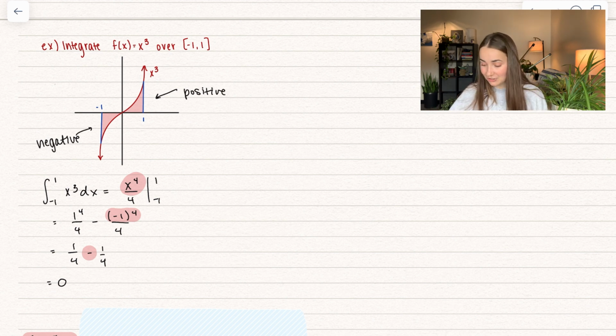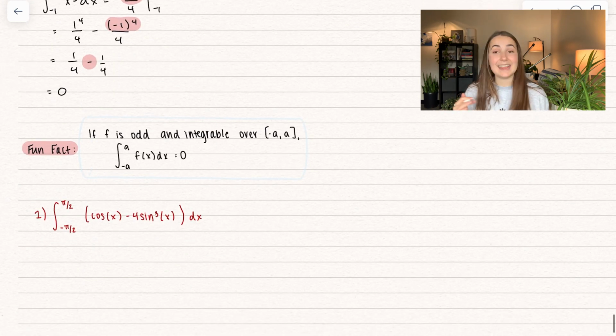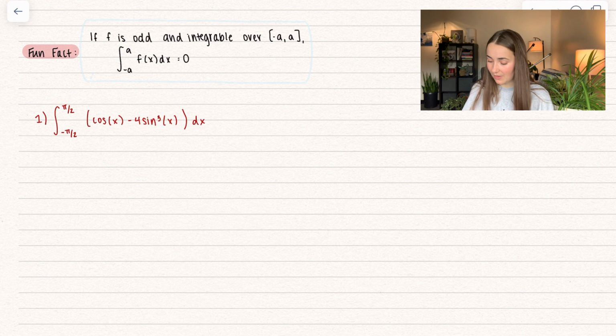So this is actually the fun little fact for odd functions. If f is odd and integrable over negative a to a, then its integral is just going to be 0. So here we have a couple problems where we're going to go ahead and mix it up. We have cosine of x minus 4 sine cubed of x. So I'm going to go ahead and separate this into two integrals because one of them is going to be even, one of them is going to be odd.